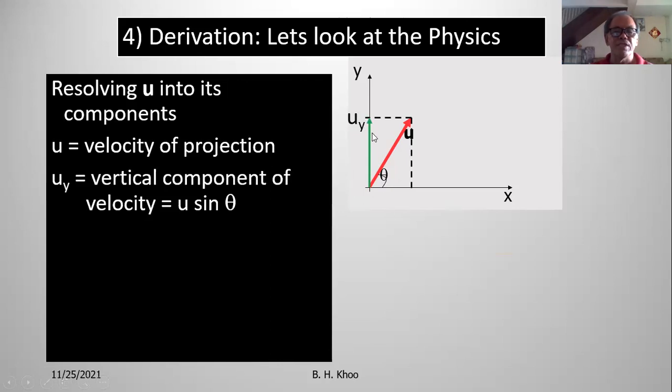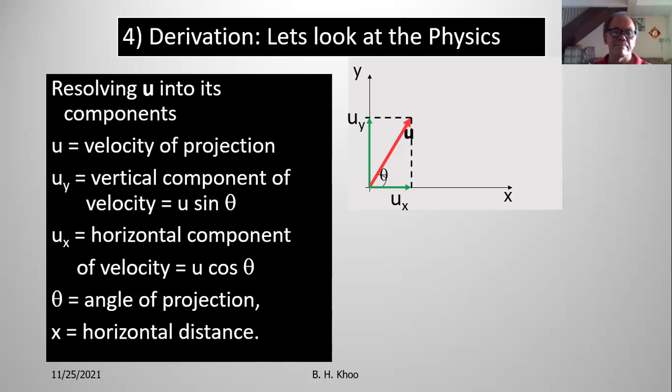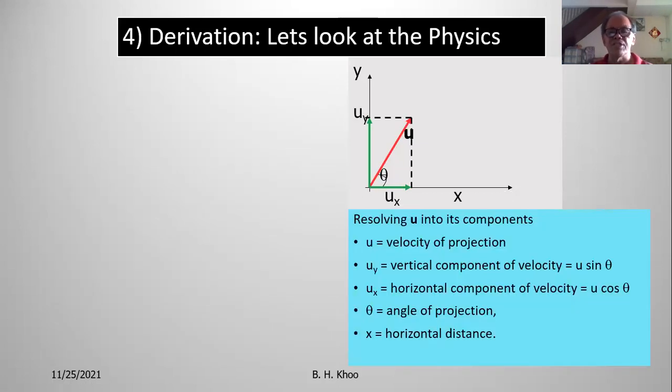We resolve the vertical component, uy. U in the direction of y is u sine theta, from this angle. And then we have ux, the horizontal component of velocity. So it's u cos theta. Theta is the angle of projection. X is the horizontal distance.